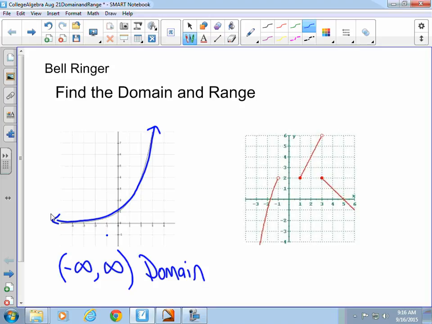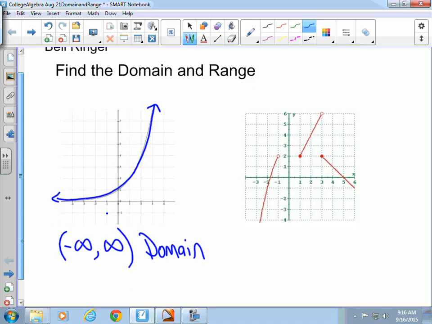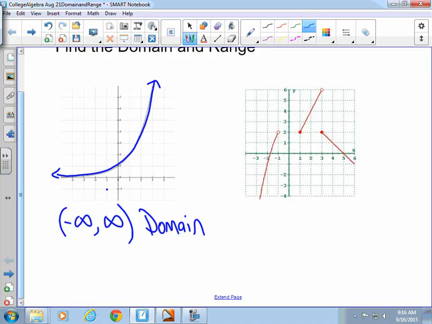So now let's talk about the range. For range, I'm going to start my pencil the other way, at the bottom of the graph. Am I touching the graph in here? No. Where's the first place I touch that graph? At 0. Does it actually touch 0? No. So right after 0, right? How do you say right after 0 in interval notation?